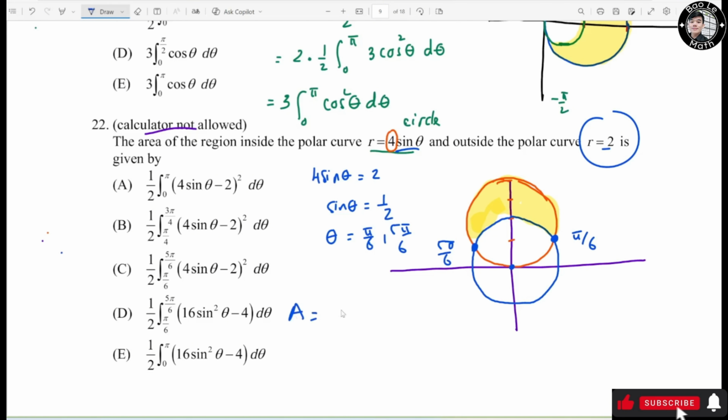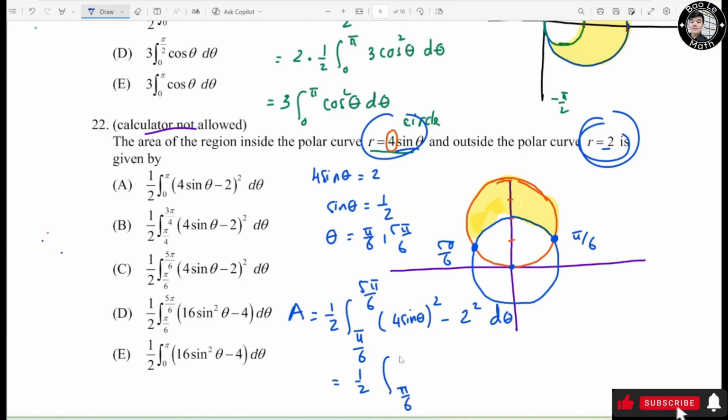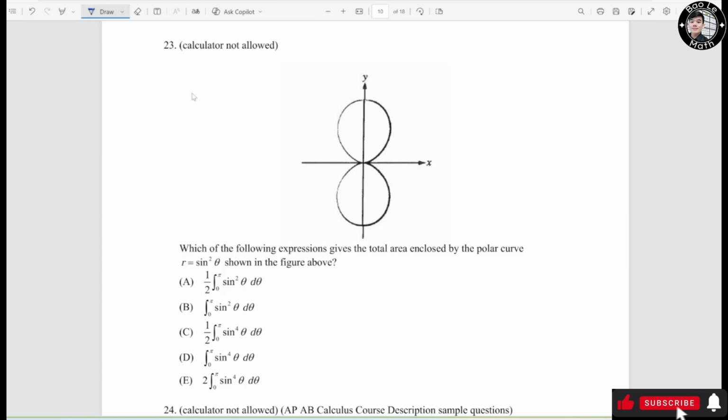So the area equals 1/2 integral from pi over 6 to 5 pi over 6 of the outer radius. The outer radius is this guy right here, right? So we have 4 sine theta, all squared, subtract the inner radius, it's going to be right here, 2 squared, d theta. So it's going to be 1/2 integral from pi over 6 to 5 pi over 6 of 16 sine squared theta subtract 4, all d theta. So the answer must be D. Now question 23.